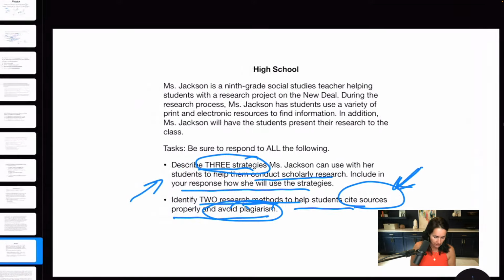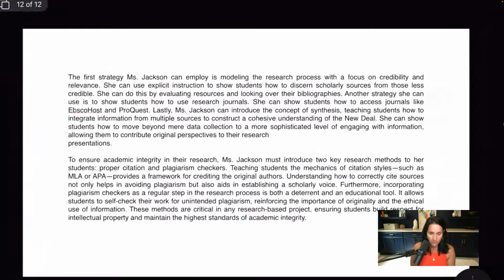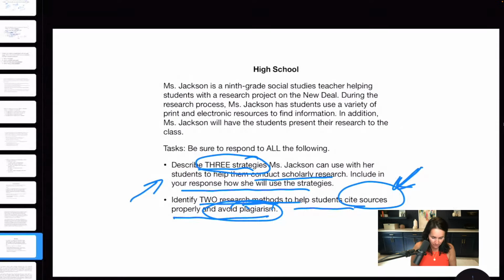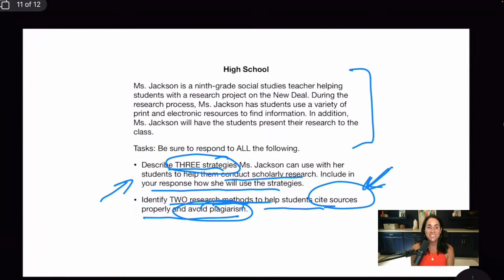All right. So let's have a look and see how I broke that up. All right. So here's the first paragraph. 3 strategies, Ms. Jackson, can you, oh, did I read the scenario? Sorry, I worked backwards. I didn't read the scenario. Hang on. Let's read the scenario.